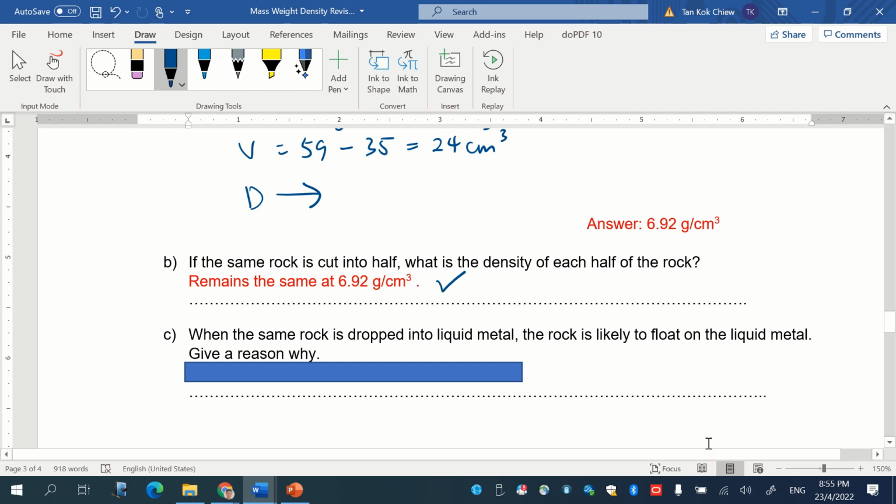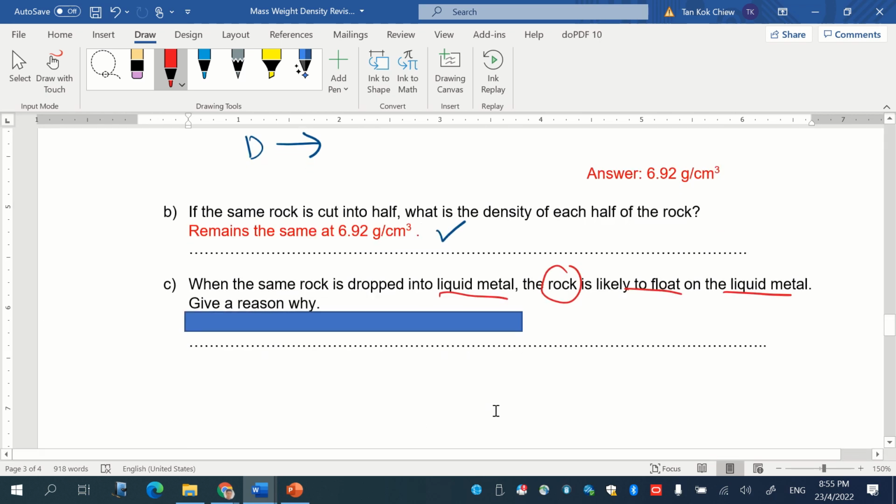Okay, when the same rock is dropped into liquid metal, very heavy metal, this piece of rock that you measured just now is likely to float on this liquid metal. Can you give a reason why? How to give a reason why the rock is likely to float? Can you verbalize your answers to yourself? What do you think? What should I talk about? The density. Was that in your thought?